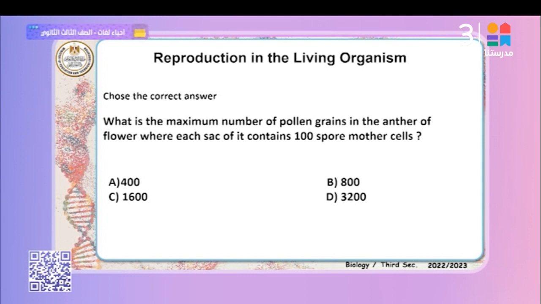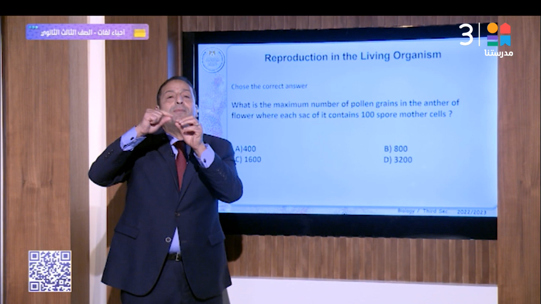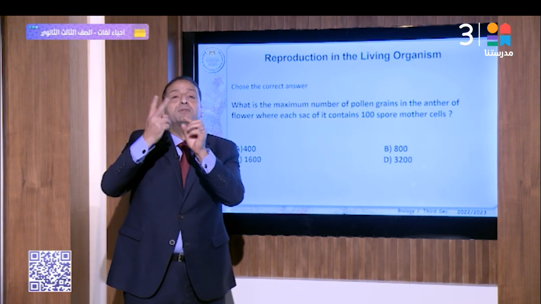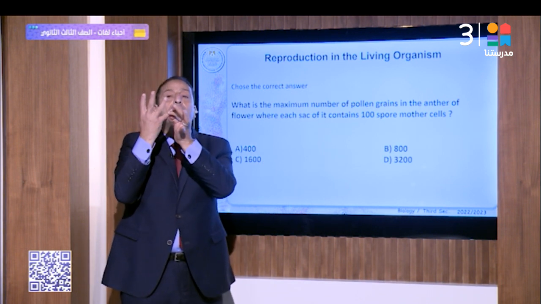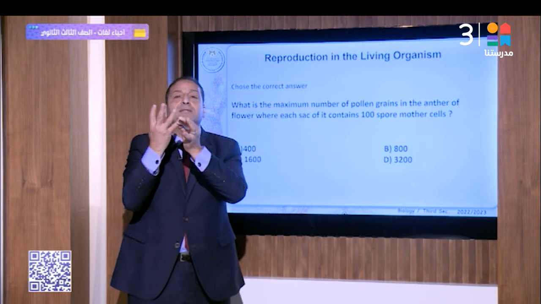Choose the correct answer. What is the maximum number of pollen grains in the anther of the flowering plant, where each sac of it contains 100 spore mother cells? Please focus on this point. The pollen grains are formed inside the anther. Each anther contains 4 sacs. Each sac contains 100 spore mother cells.